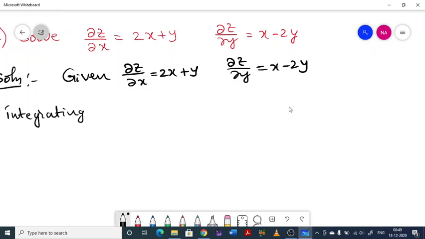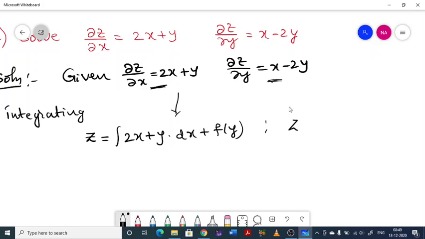Integrating, that is understood. The first equation you have to integrate with respect to x, this one integrate with respect to y. Integrating with respect to x, keep y as constant. Integrating with respect to y, keep x as constant. So I'll get z equal to integral of 2x plus y dx plus f of y. That is from this one. And from this, z equal to integral of x minus 2y dy plus g of x.